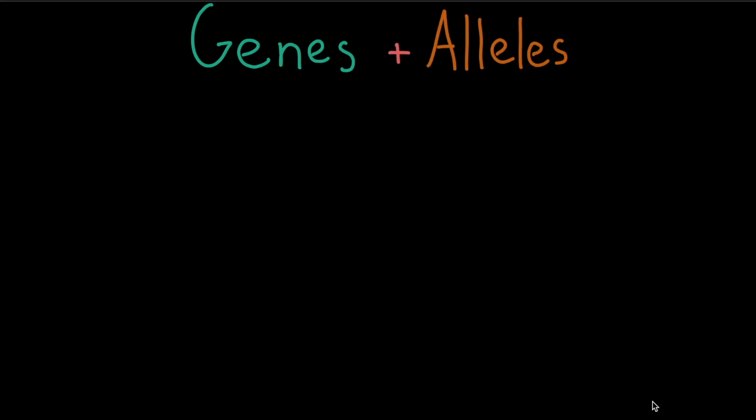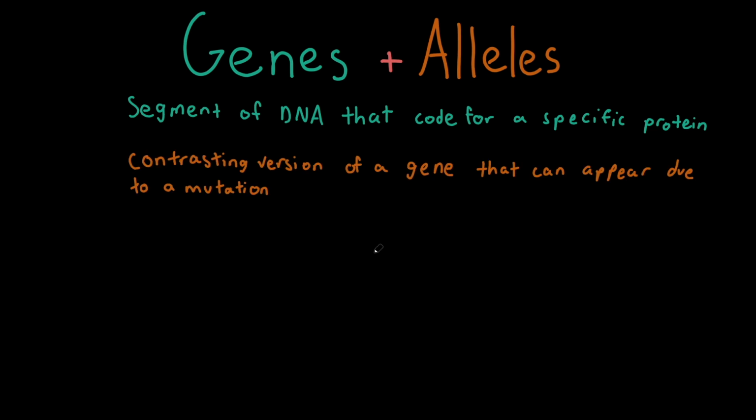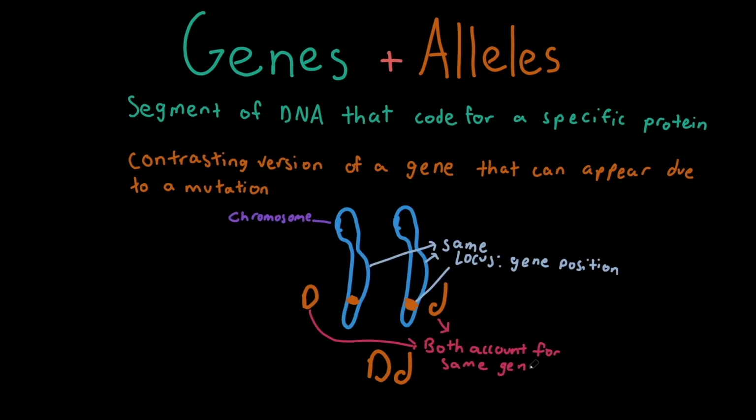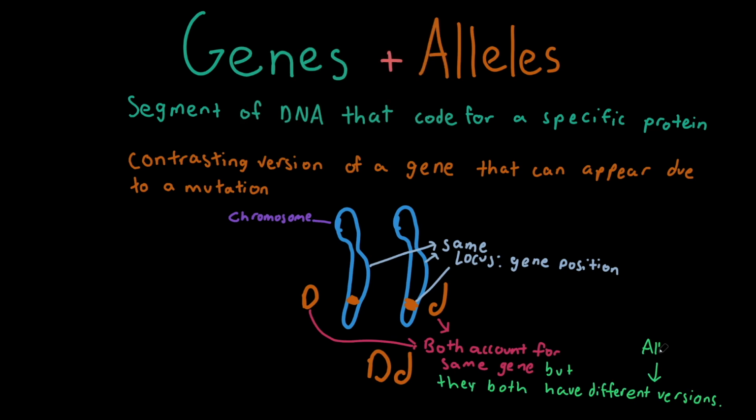Now let's talk about genes and alleles. As we discussed in the first part, genes are a segment of DNA that code for a specific protein. An allele is a contrasted version of a gene that can appear due to mutation. This is what an allele may look like. Although homologous chromosomes have the same locus, which is the location of a particular gene in the chromosome, and the same gene, they have different versions of that gene, which is known as our allele.